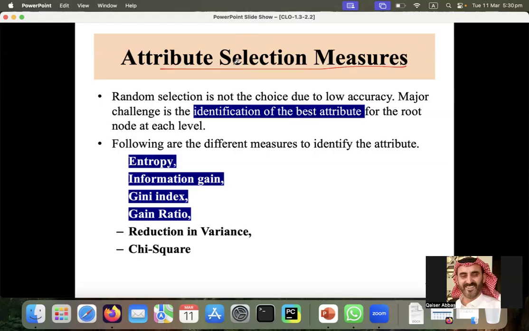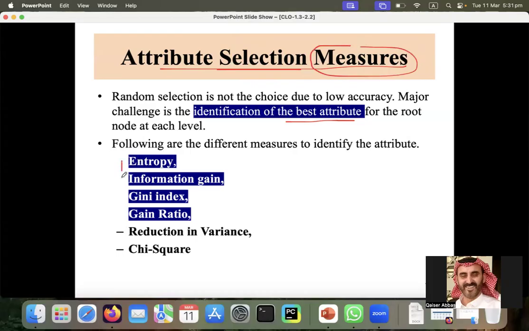You can select measures randomly, but this is not a good choice because it will make the accuracy of your model worse. So you don't have the choice to select something randomly. Then what is the choice? You have to identify and select the best attribute or feature from the data set, and that data set is available on the root node of the tree. And for this selection, what are the different measures which you can use?